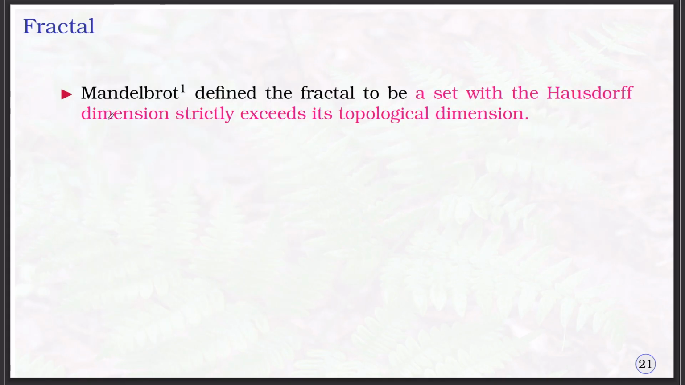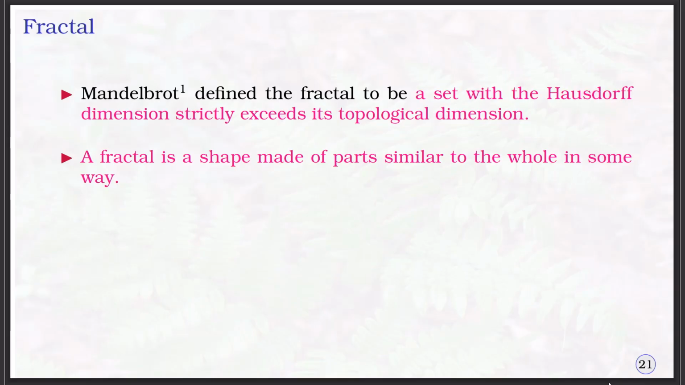First one, Professor Benoit Mandelbrot defined the fractal to be a set whose Hausdorff dimension strictly exceeds its topological dimension. Suppose one wants to say some object is a fractal object, we need to find the Hausdorff dimension and topological dimension of the object, then compare the two dimensions. If Hausdorff dimension is strictly greater than the topological dimension, then one can say the object is a fractal object.